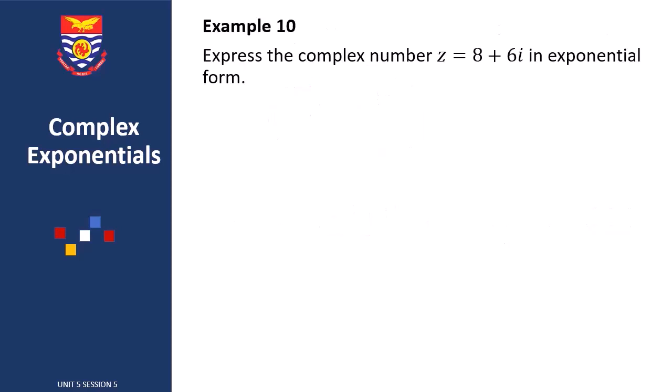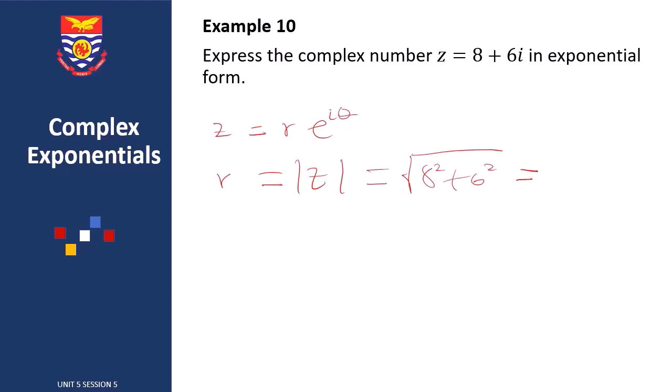Let's see example 10. Express the complex number z equals 8 plus 6i in exponential form. So what do I do? We say that we can represent z as z equals r e to the power i theta. That's what we said. So let's find our r. Our r is the same as what? Don't forget about your magnitude of z. We've already done that one. 8 square plus 6 square. And what do I get? You get 10.